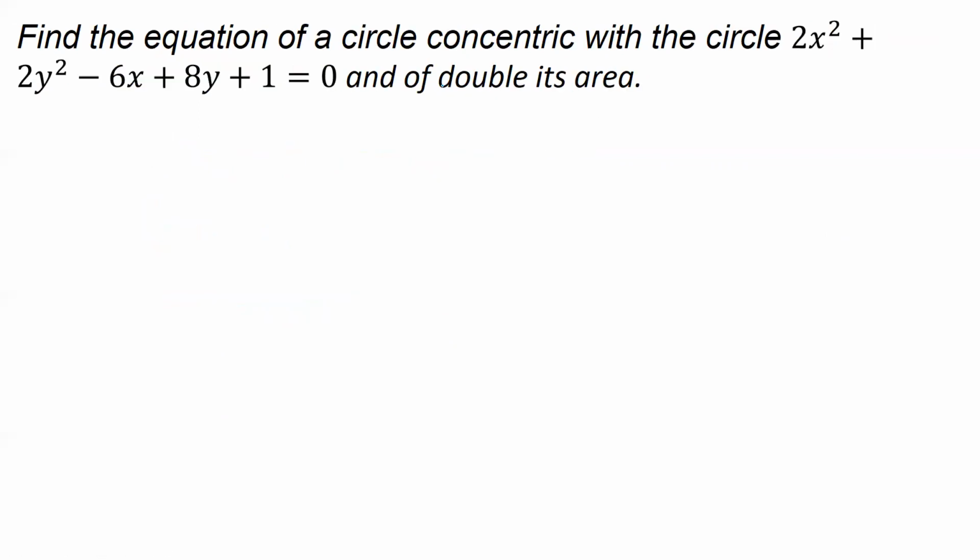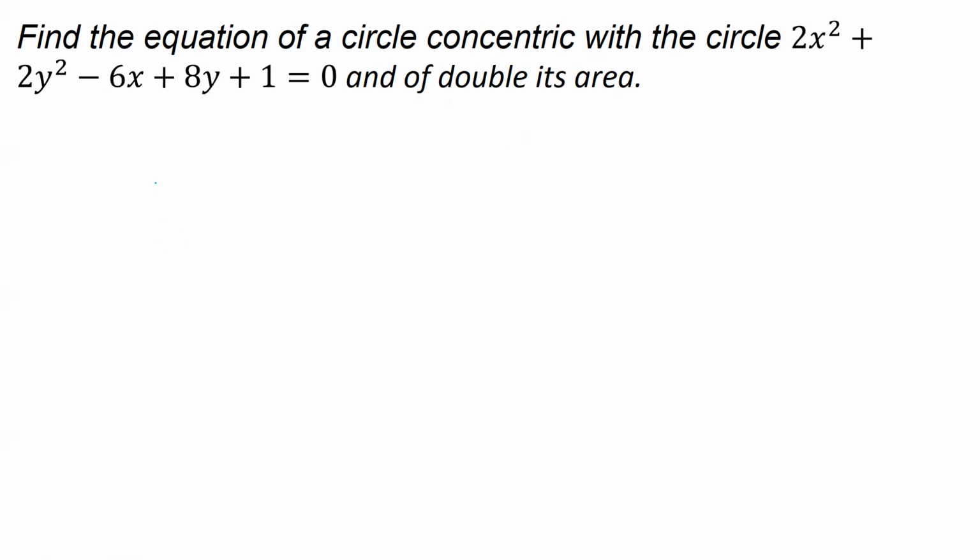Find out the equation of a circle concentric with the circle 2x squared plus 2y squared minus 6x plus 8y plus 1 is equal to 0 and double of its area. So the question says that find out one circle which is concentric to this given circle. Concentric means that the two circles have the same center. So whatever is the center of this circle will be the center of my required circle as well, but the required circle will have double the area of this circle. So let's see how to proceed.